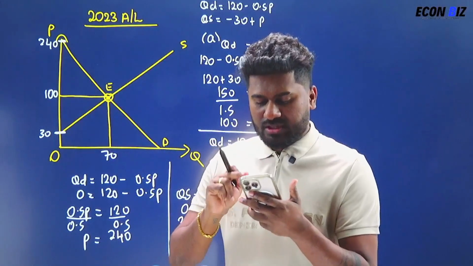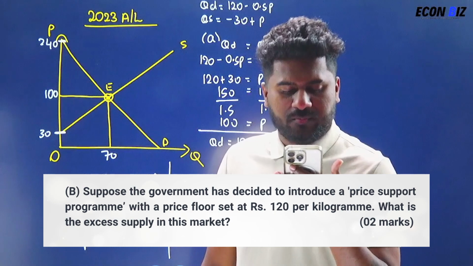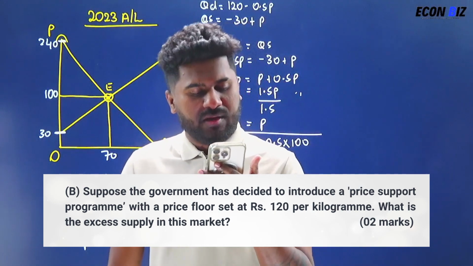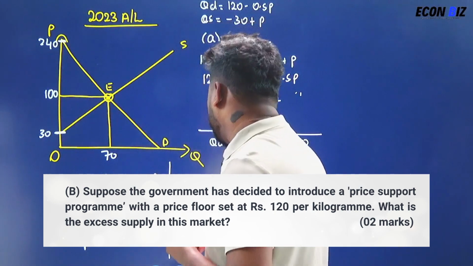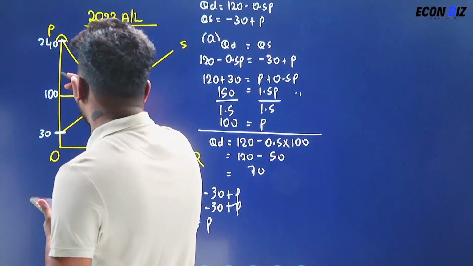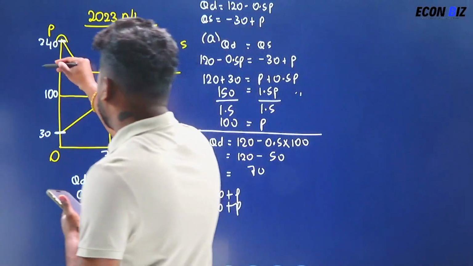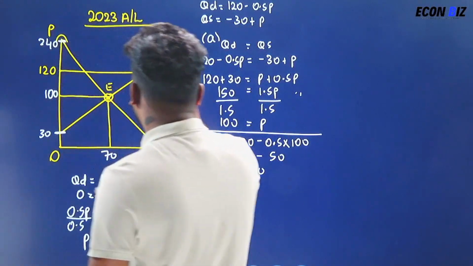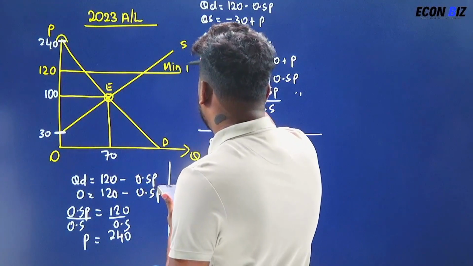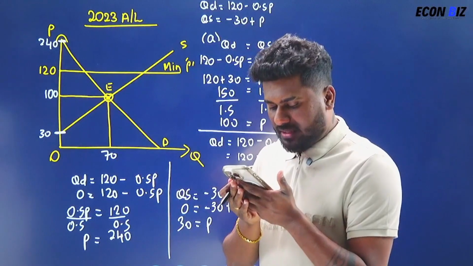Now read the question again. Suppose the government has decided to introduce a price support program with a price floor set at 120 rupees per kilogram. Right, 120 rupees per kilogram means what? So this is the minimum price. 120 rupees per kilogram, this is the minimum price.